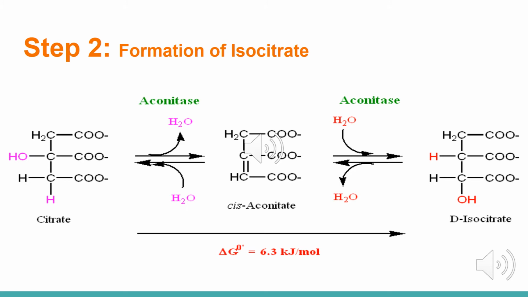Step 2. The formation of isocitrate. Citrate from step 1 is going to react with aconitase, the enzyme for step 2, and aconitase will first do a dehydration event to form cis-aconitate. It will then do a rehydration or hydration event to form D-isocitrate.